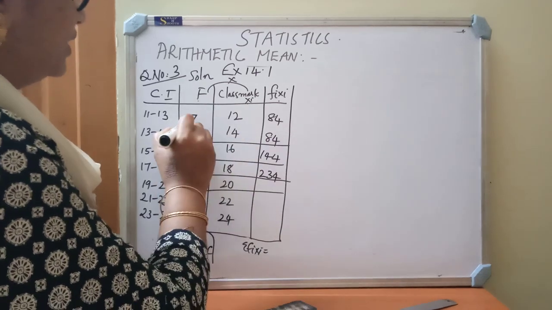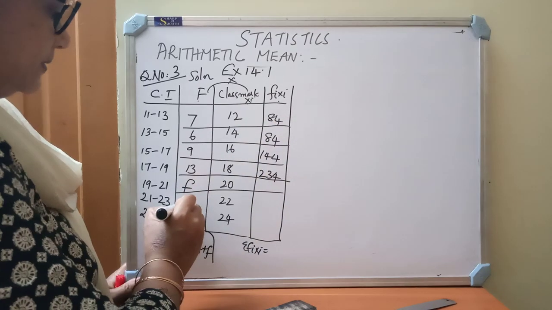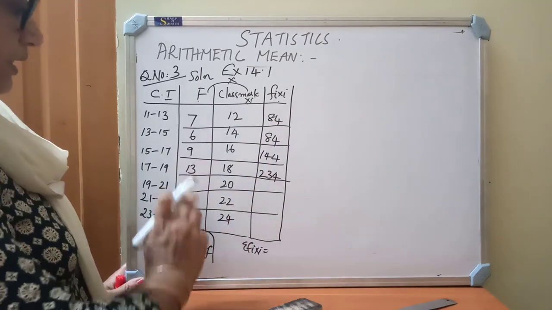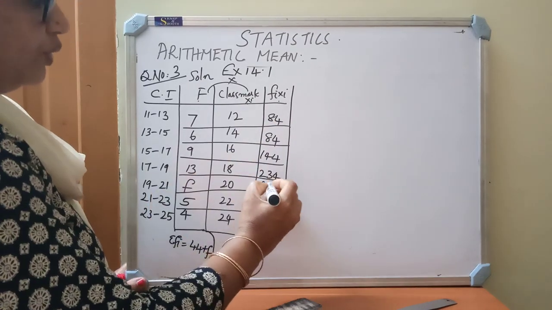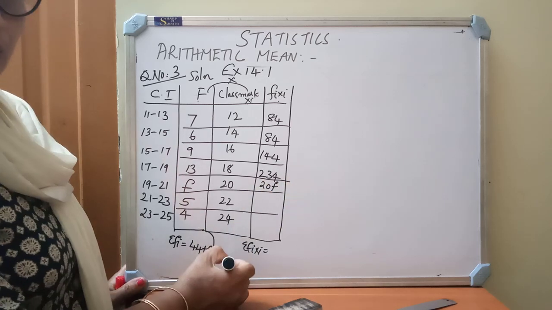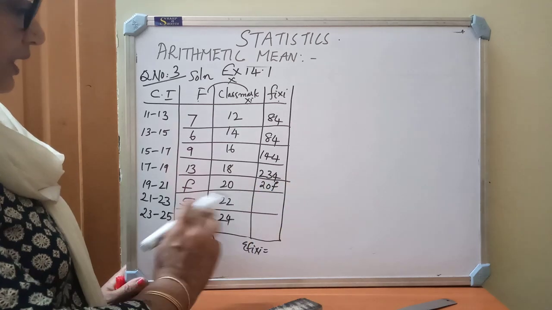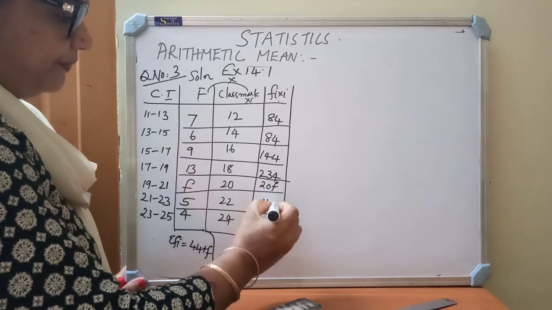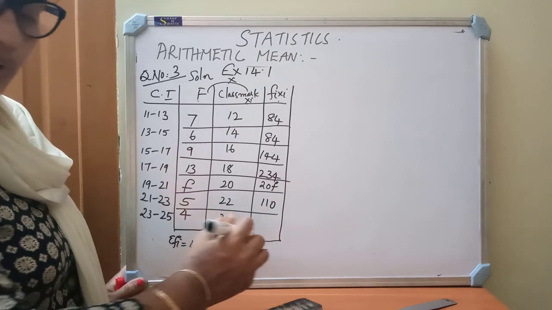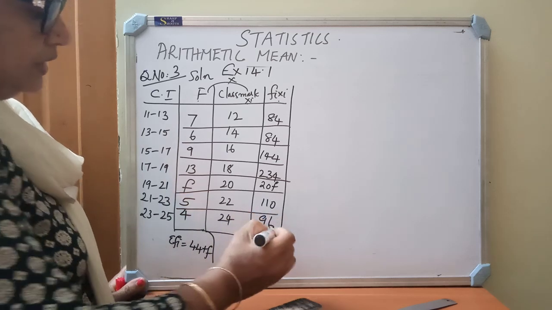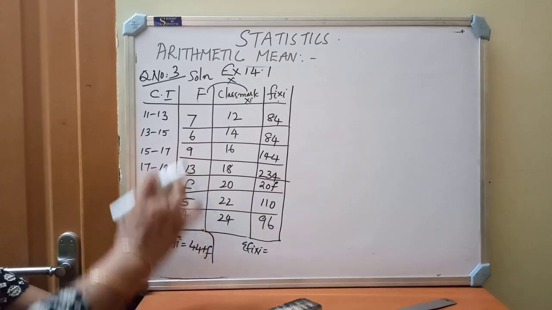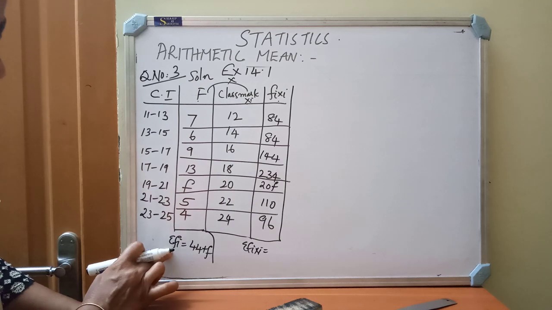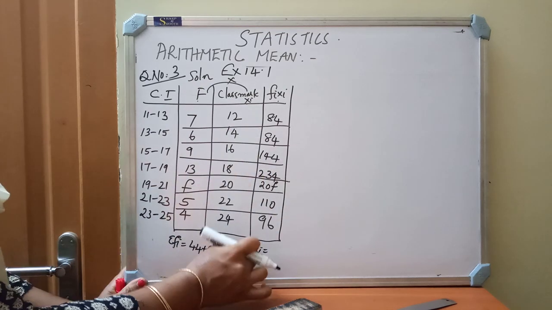Don't get confused about the columns. 20 into f, we will have 20f. Okay, don't write 20 plus f, write 20f. Then 5 into 22, 110. 4 into 24, 96. So see children, we must find out sigma fi as well as sigma fi xi.